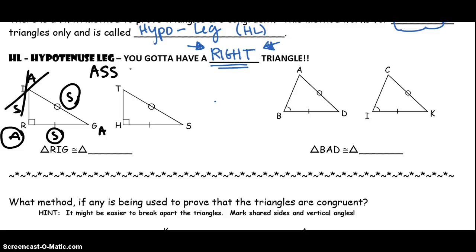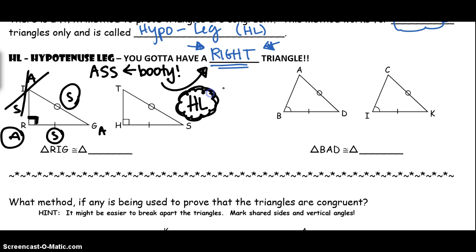So look at your picture. Is it a right triangle? Yeah, this guy's a right triangle. I see it right there. So anytime you get the booty theorem and it's a right triangle, this guy is going to be HL, okay? So anytime you get the booty theorem combined with a right triangle, it's going to be HL. So with that being said, let's match our stuff up. R goes with what? H. I goes with what? T. And then the last one must be S.